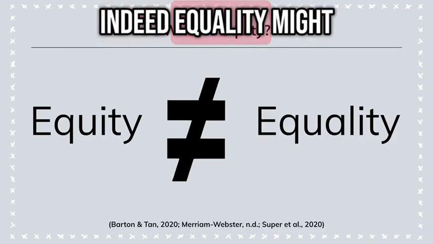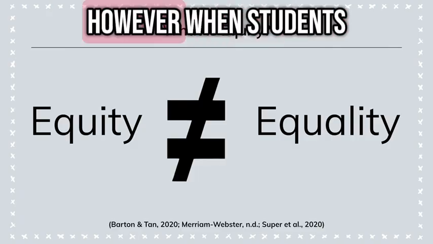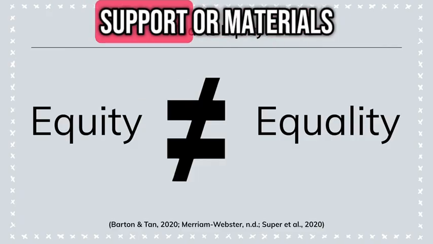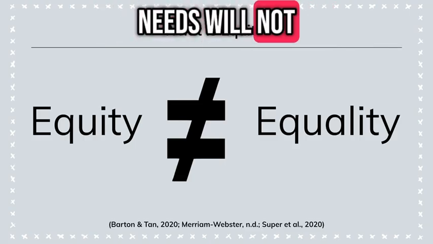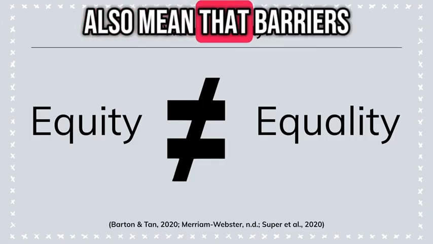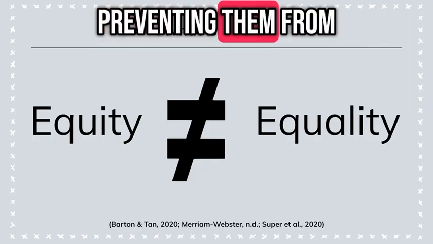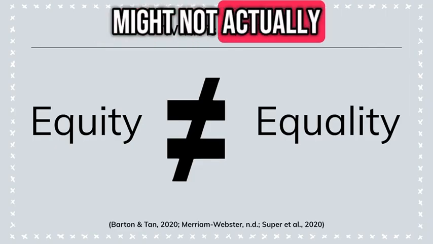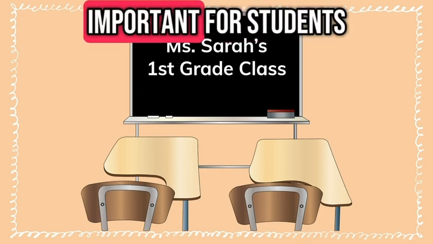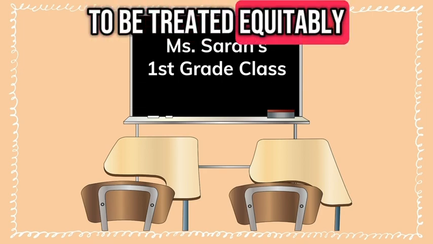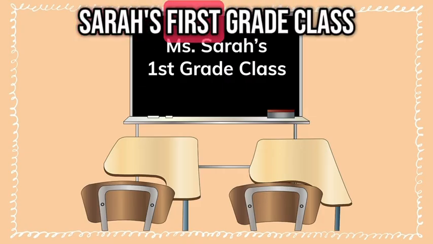Indeed, equality might seem like a great idea because each student would have the same things. However, when students are provided equal support or materials, it could mean that their individual needs will not be met, and it can also mean that barriers, either cultural or learning barriers, that are in the way and preventing them from accessing learning, might not actually be adequately addressed. When thinking about why it is important for students to be treated equitably and not equally, let's look at an example and look at Miss Sarah's first grade class.